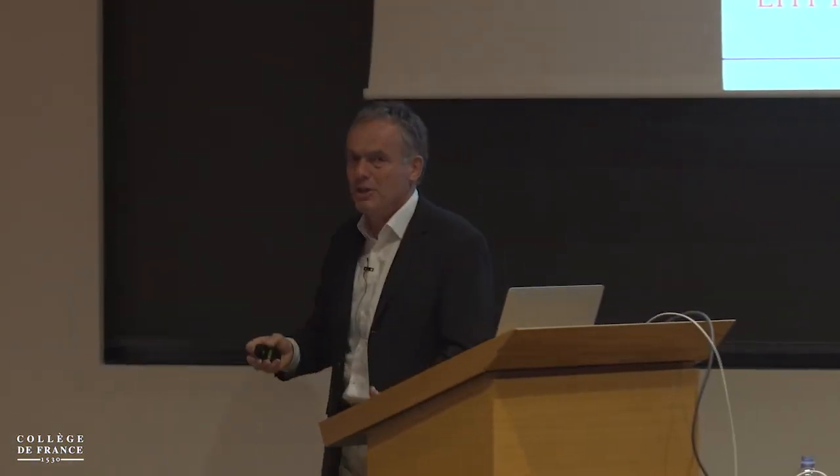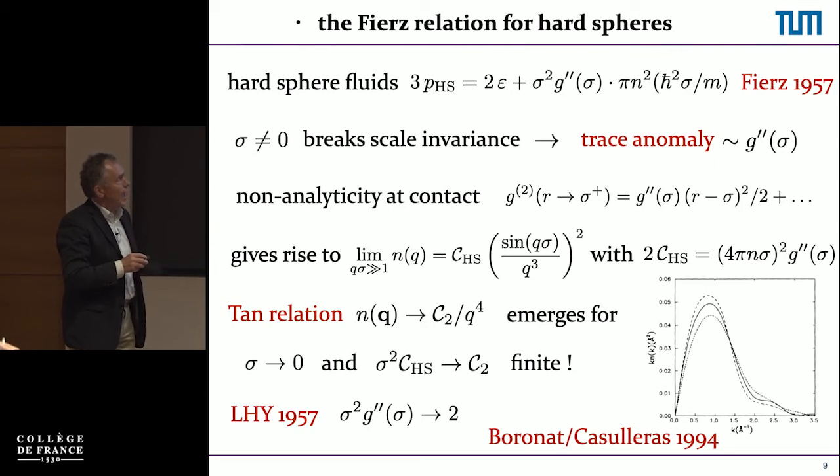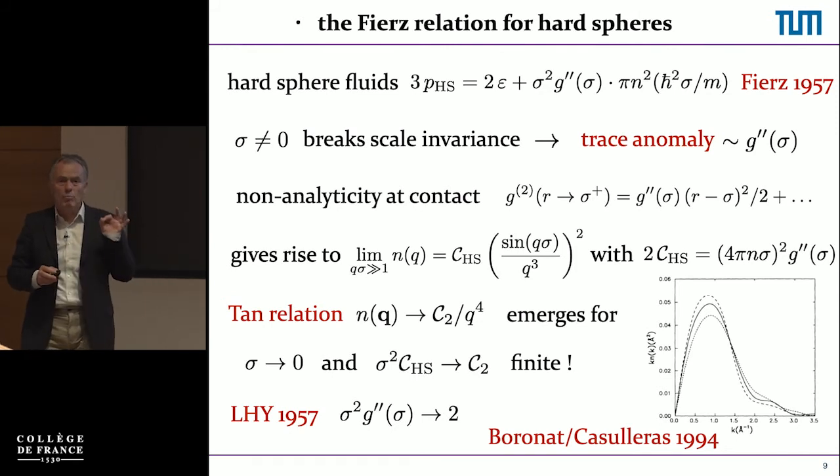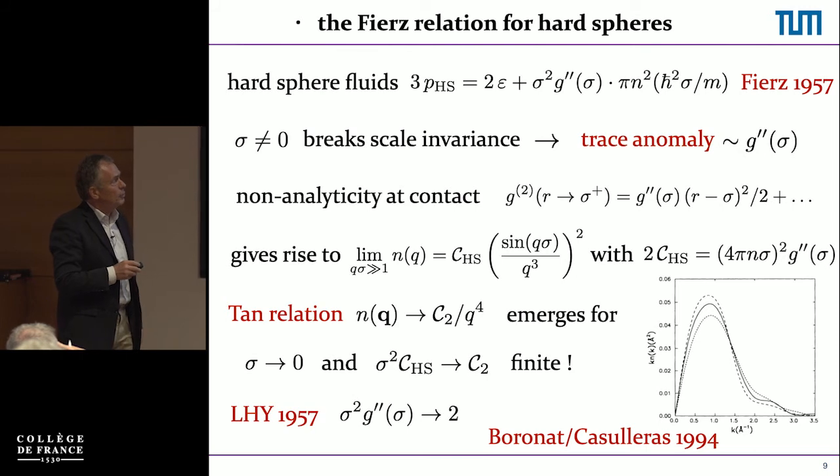Now, it's an easy matter to show that from this structure, the non-analytic behavior of the two-body distribution function at contact implies that the momentum distribution of a hard sphere gas has a power law tail. But of course, now it's not a pure power law. It's modulated by sine of q sigma squared. And this coefficient here is essentially given by this curvature.